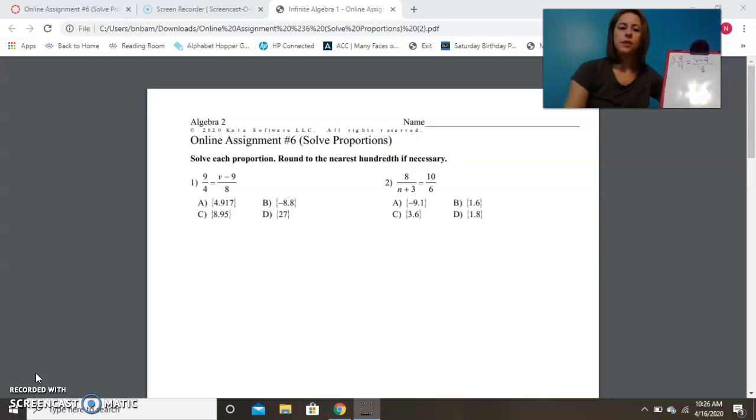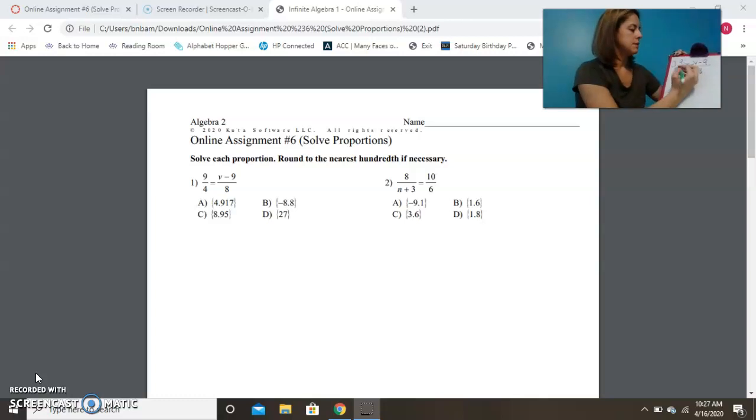So I'm actually going to go through the others and just do the cross multiplication for you, at least set that up. Then you should be able to distribute if you need to, combine like terms, and solve for the variables. Okay, so number 1, we have 9 over 4 is equal to v minus 9 over 8. So we're going to cross multiply here, which means that we're going to do this times this, and this times this. And it doesn't matter what order you do it in.